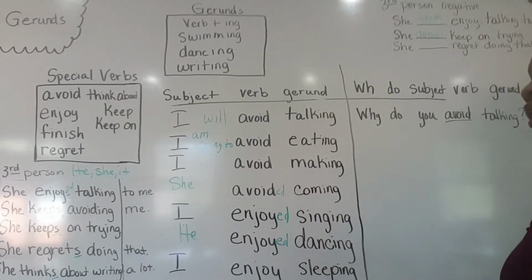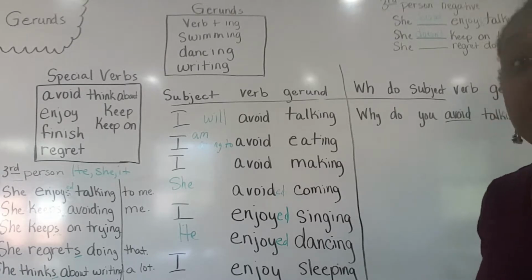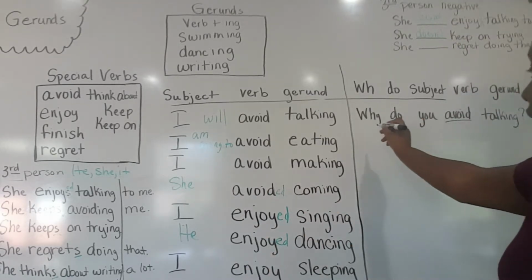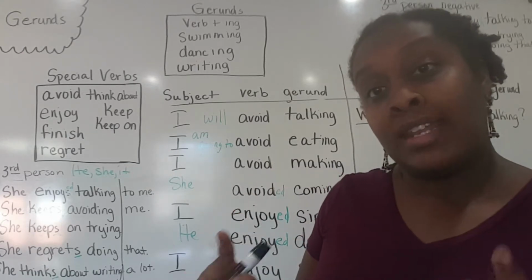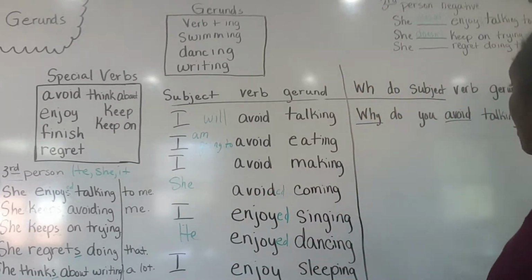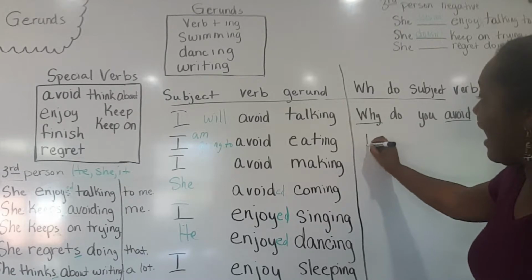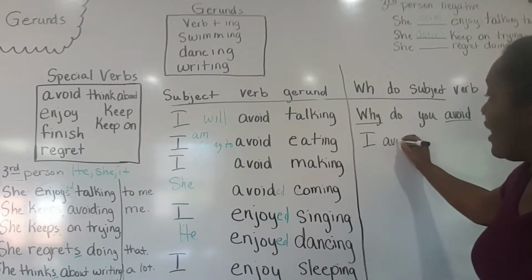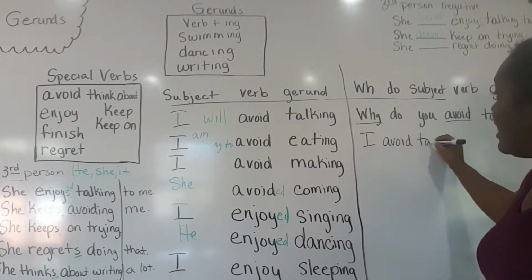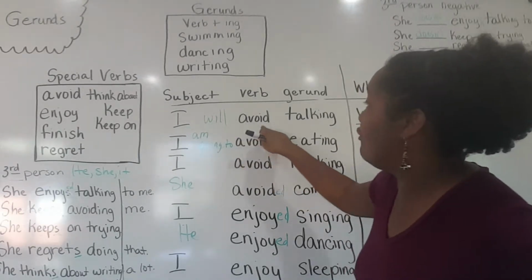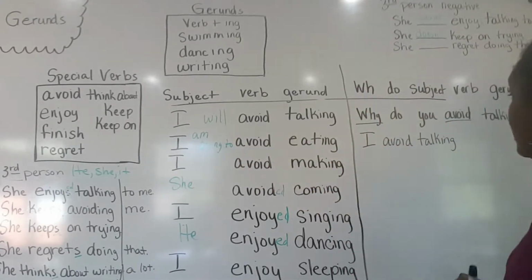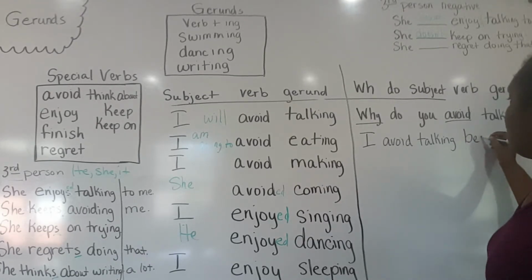You will answer the question with, well, you could just say because. You can answer the why with because. But since we're practicing the construction, I want you to put it in a complete sentence. So you would say, why do you avoid talking? You would say, I avoid talking. It's the same construction. I avoid talking because, and you finish it, because I'm shy, for example.